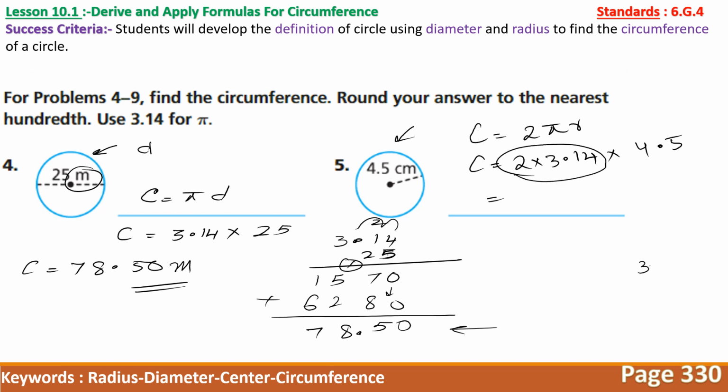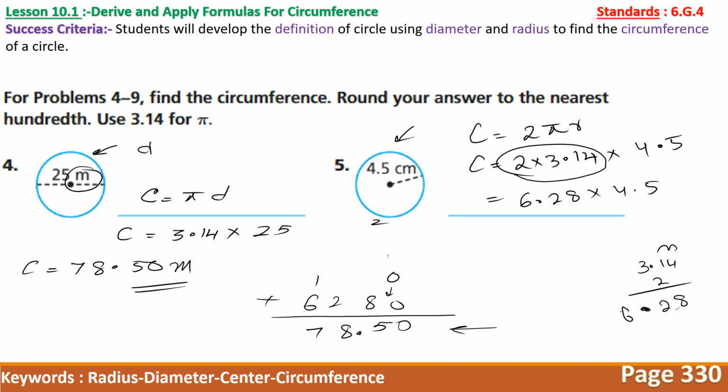Now multiply 2 with 3.14. Let's see here. 3.14 multiply by 2. 2 times 4 is 8. 2 times 1 is 2. 2 times 3 is 6. And after two digits, we put the decimal here. So it will be 6.28 times 4.5. Now multiply. Let me erase this part over here. Now multiply 6.28 with 4.5. Put the decimals in the end.